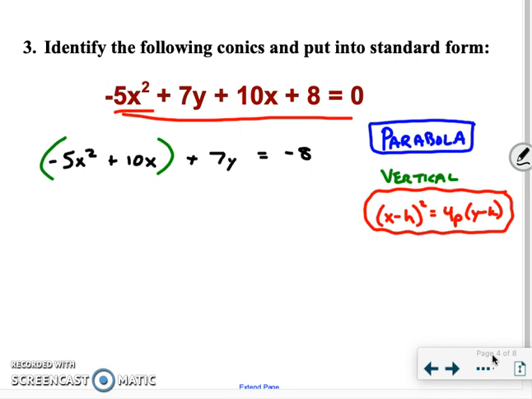So that means that I have to factor out my negative 5, which is going to leave me with x squared minus 2x. And you know what? Now's as good a time as any. We may as well move that 7y over as well. So I'm going to subtract the 7y over. So negative 7y minus 8.